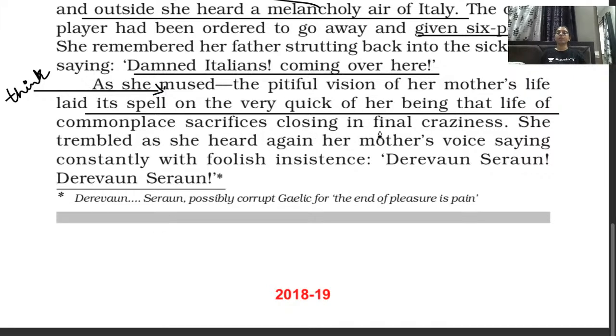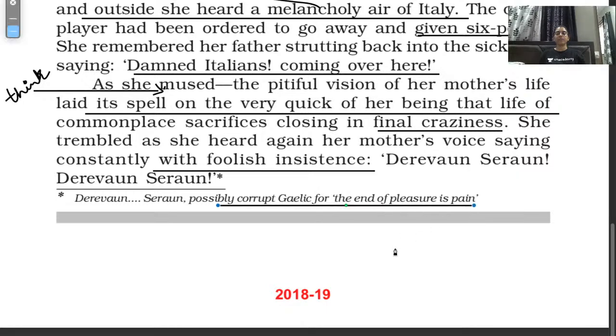Of commonplace sacrifices, closing in on final craziness. She trembled as she heard again her mother's voice saying constantly, with foolish insistence, "Derevaun Seraun, Derevaun Seraun," possibly corrupt Gaelic for the end of pleasure is pain.